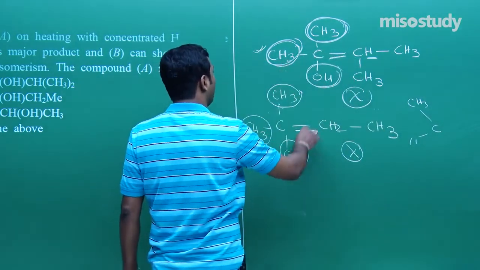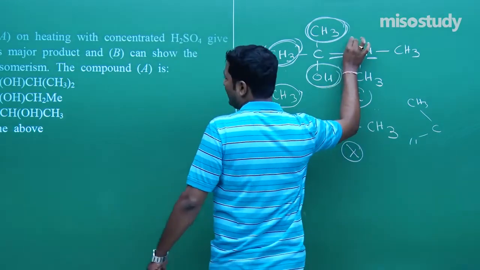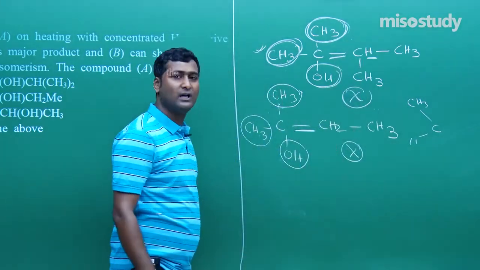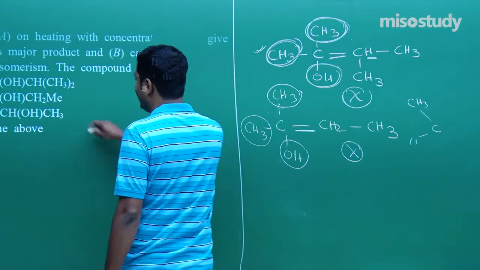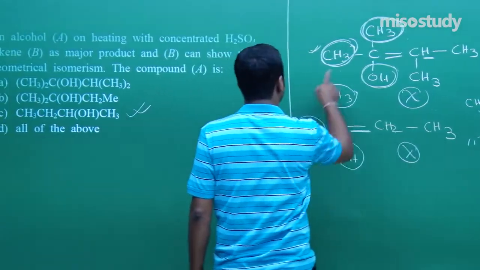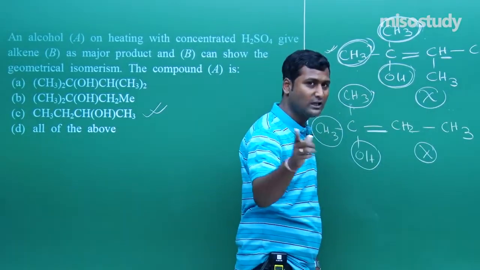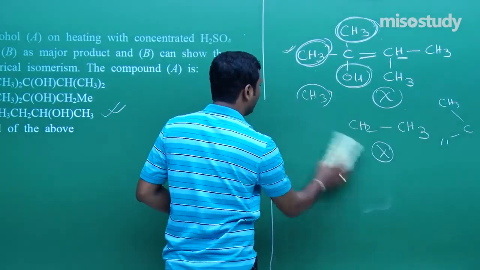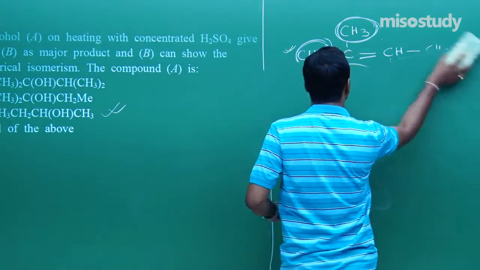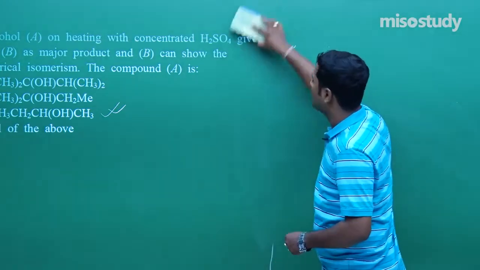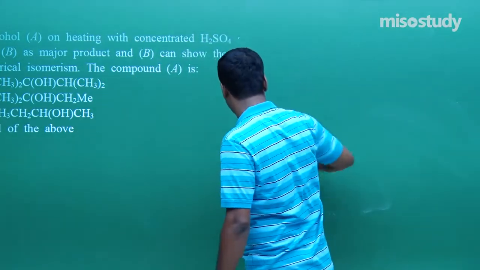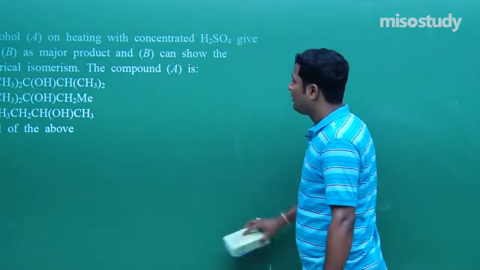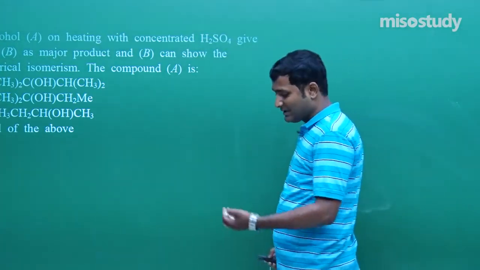So in this case we can say that A and B cannot give the geometrical isomer. A and B give a product which will not give geometrical isomer, but C gives a product which will give geometrical isomer. So we can say for question number 4, C is the correct option. Is it clear to you? For question number 4, C is the correct option.